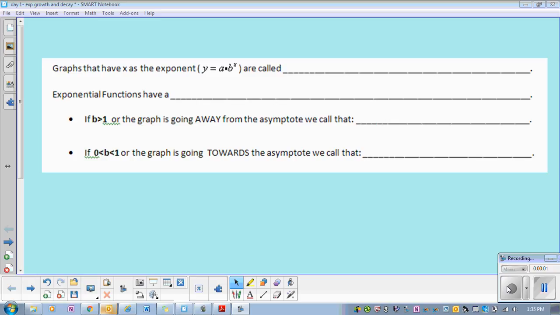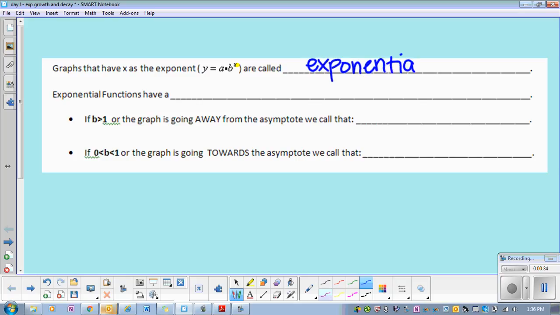We're starting Unit 7. Unit 7 is looking at exponentials and logs. So today we're going to talk about exponential functions. And exponential functions are actually pretty cool. These are graphs that have x in your exponent. So here, your x is in the exponent. And these are called exponential functions because the x is in the exponent.